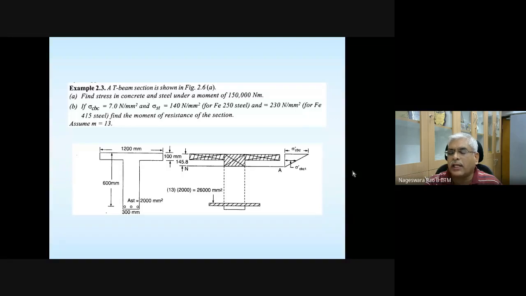Again, stress strain relation is linear. That is also one of the assumptions which I showed you in Annexure B of IS 456 for working stress method. We are going to consider only the linear part of the stress strain curve for both concrete as well as steel. So based on that, you are going to get the stress distribution.